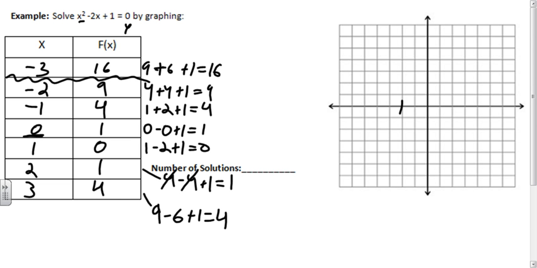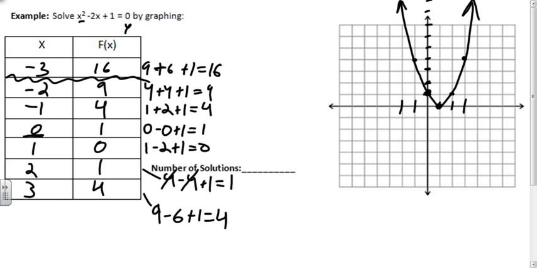So where x is -2, say y is 9. So 1, 2, 3, 4, 5, 6, 7, 8, 9. We'll say that it's about right here. Where x is -1, we're at 1, 2, 3, 4. Where x is 0, we have 1, so that's going to be this spot right here. Where x is 1, we have 0. Where x is 2, we have 1. And where x is 3, we have 4. So it looks like this is the graph of our parabola.